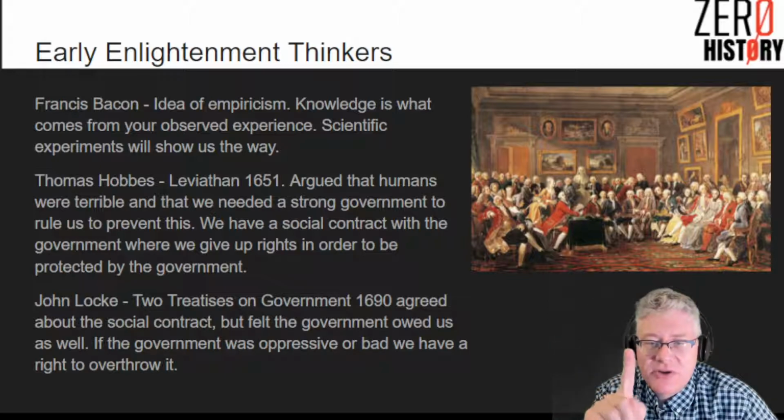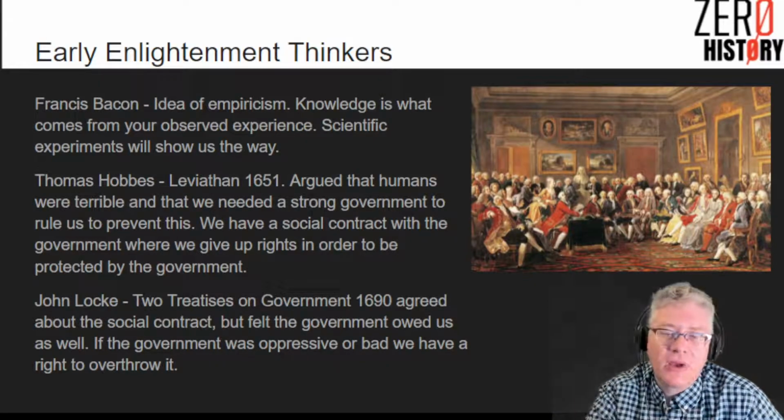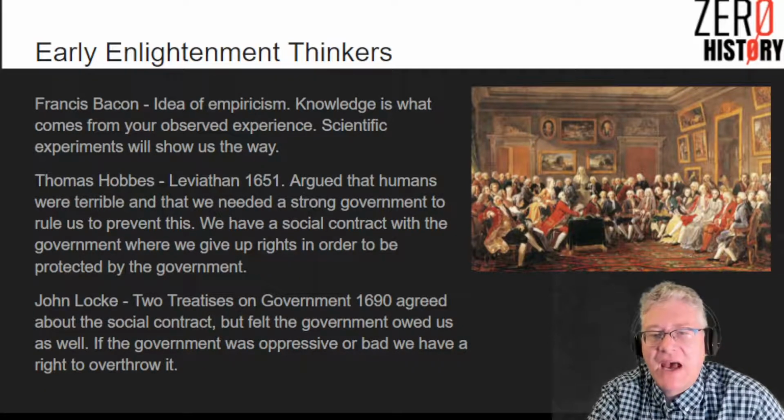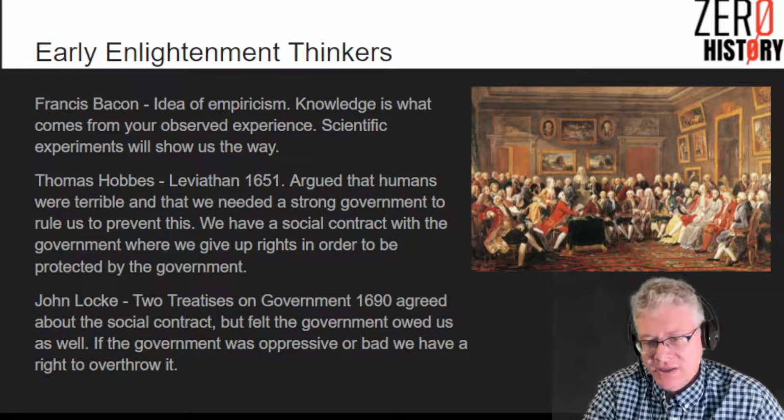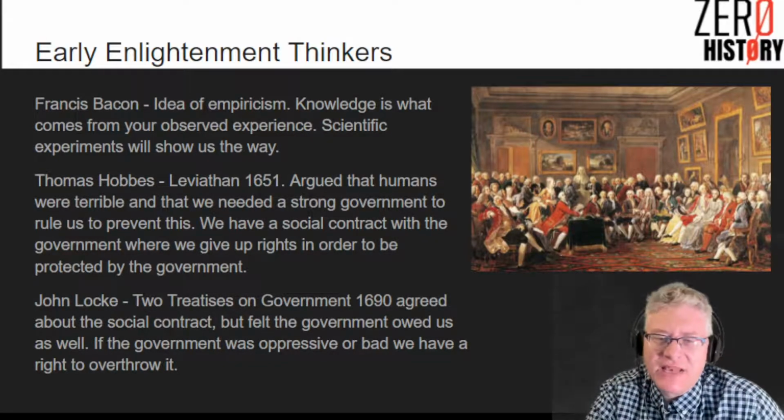Up above me here, this picture is of a salon. What these Enlightenment thinkers like to do is they would gather into big rooms and they would discuss and talk about the issues and problems of the day. This is particularly popular in France. Salon, which has come to mean a haircutting place, but at the time meant a kind of discussion kind of thing, are examples of that.